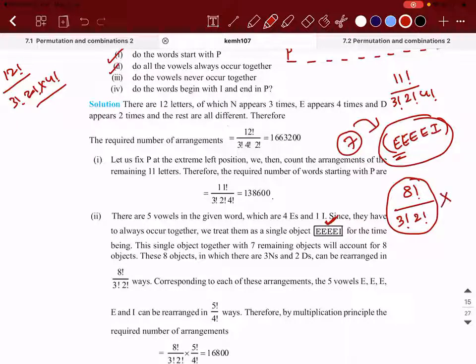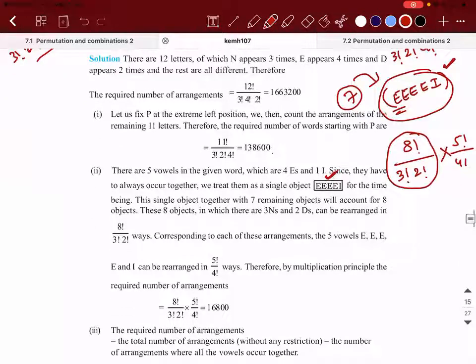And within these 5 letters that are available, the vowels among themselves can be arranged in 5 factorial divided by 4 factorial. They can be arranged in 5 ways. Means I will take 5 different positions. That is the meaning: I at position 4, EI at 3, EE at 1, I at 2, like that.